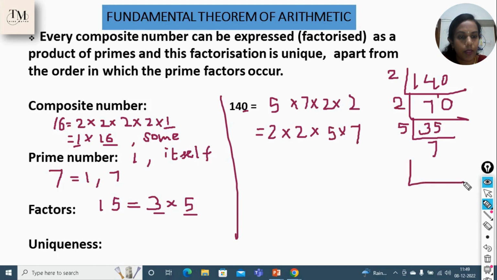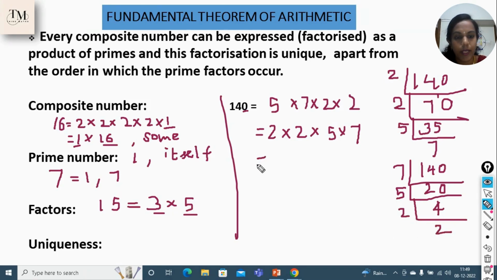Suppose I start with 7. 140 is divisible by 7. So 7 twos are 14 and this 0, okay, 20. So I can take 5, 5 fours are 20, 4 is divisible by 2, 2 twos are 4. So this can also be expressed as 7 into 5 into 2 into 2. So in all the three cases, the factors are the same, but only the order is different.